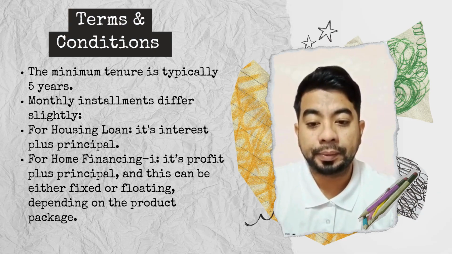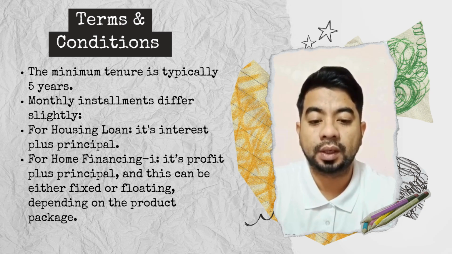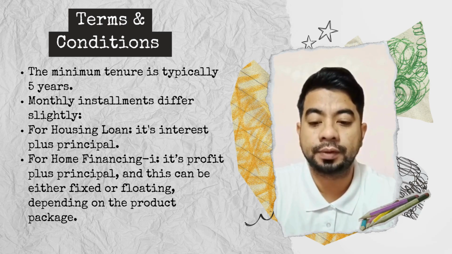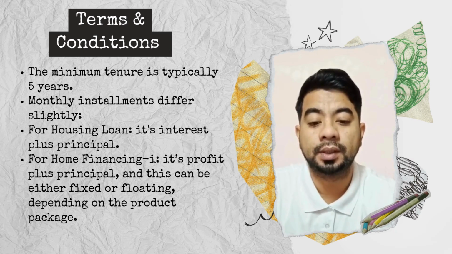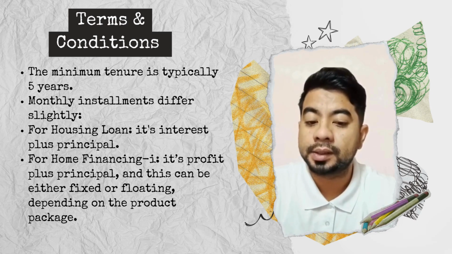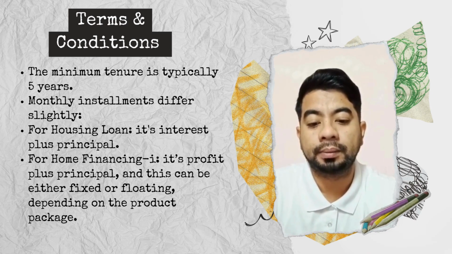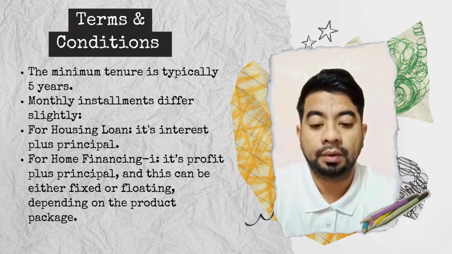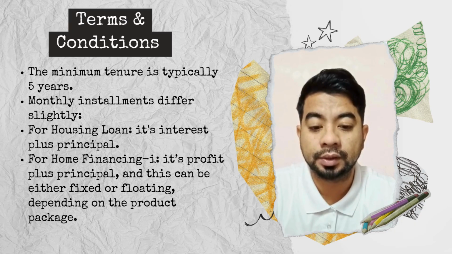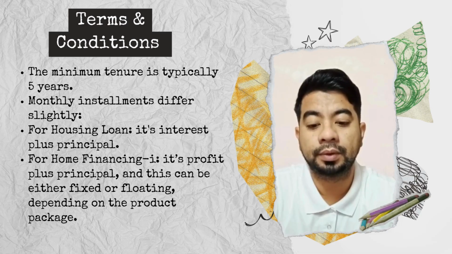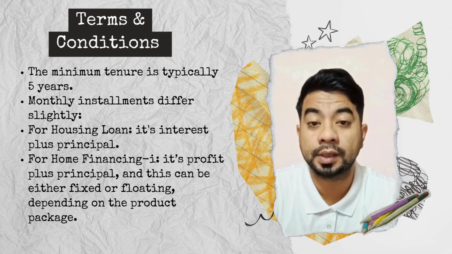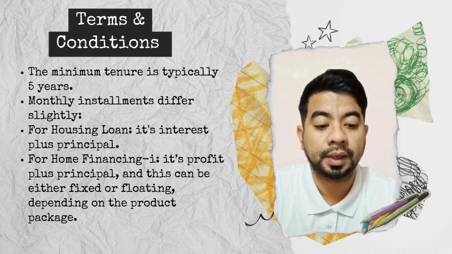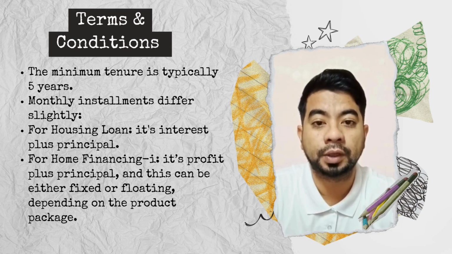Next, for the repayment periods, both financing options allow repayment up to 35 years or until the borrower reaches 70 years old, whichever comes first. The minimum tenure is typically 5 years, and monthly installments differ slightly. For the conventional housing loan, it is interest plus principal, but for Islamic home financing-i, it's profit plus principal, and this can be either fixed or floating depending on the product package.